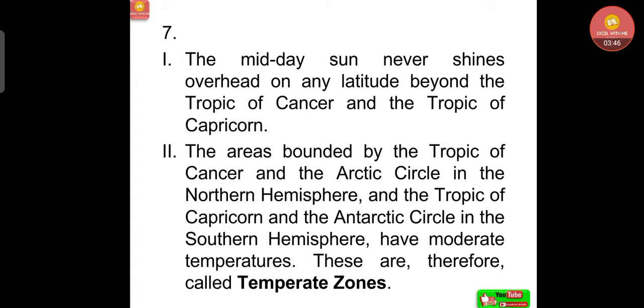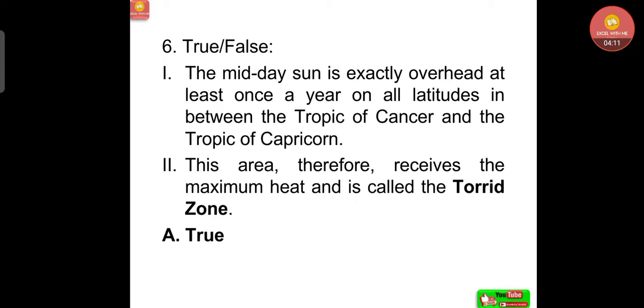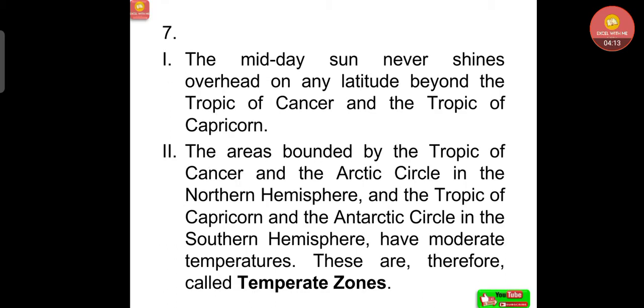Now the midday sun never shines overhead on any latitude beyond the Tropic of Cancer and the Tropic of Capricorn. The areas bounded by the Tropic of Cancer and the Arctic Circle in the northern hemisphere and the Tropic of Capricorn and the Antarctic Circle in the southern hemisphere have moderate temperatures. These are therefore called temperate zones. So first we have understood the torrid zone. Now the next one is the temperate zone.